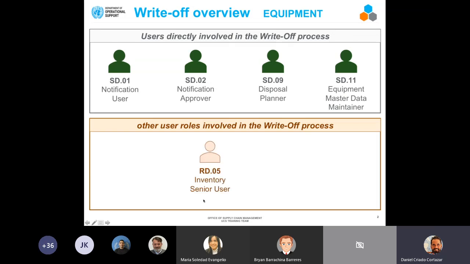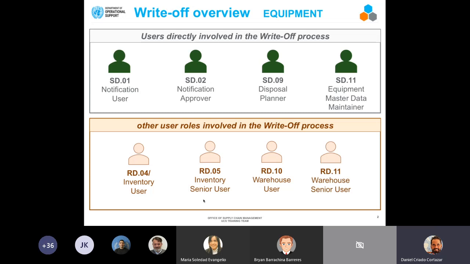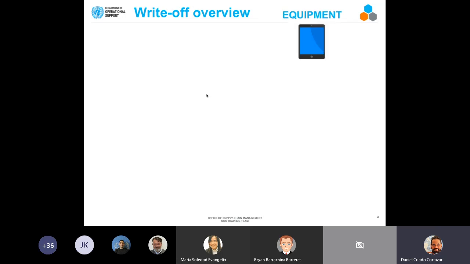Other users involved in the write-off process as well, very important: inventory senior user, warehouse user, inventory user, and warehouse senior user. So as you can see, eight people involved. Maybe when you go into the mission, there is no segregation, and one particular person in the mission may end up having several roles. That's another story. But at the end of the day, these are the roles from the system point of view that will be involved in this whole process.